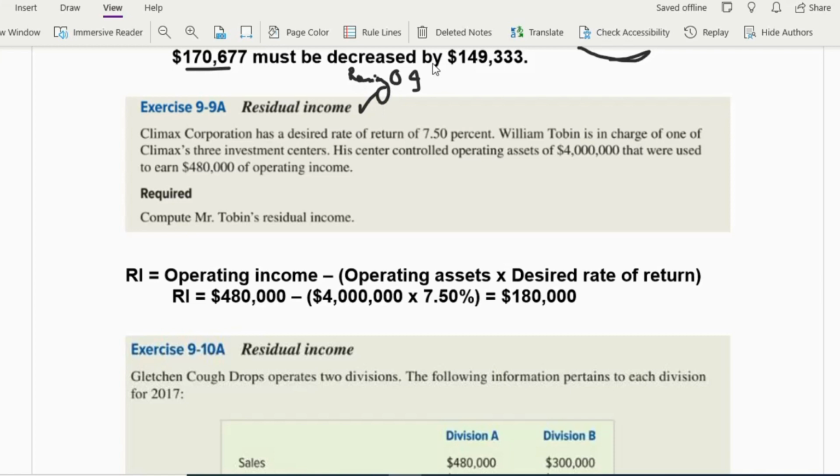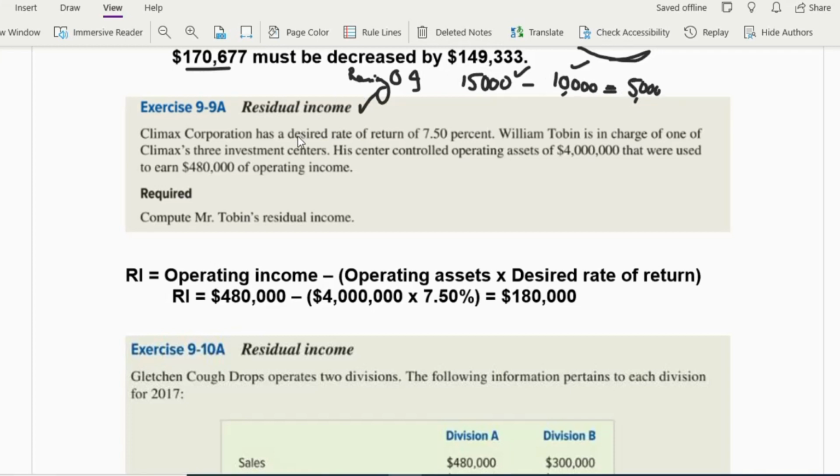Remaining means, let's suppose your organization wants to earn an operating income of 10,000, but your actual operating income is 15,000. So this is your required return and this is your actual return. The difference between them is residual income. So this is how we're going to do that. In my example, it's 5,000.